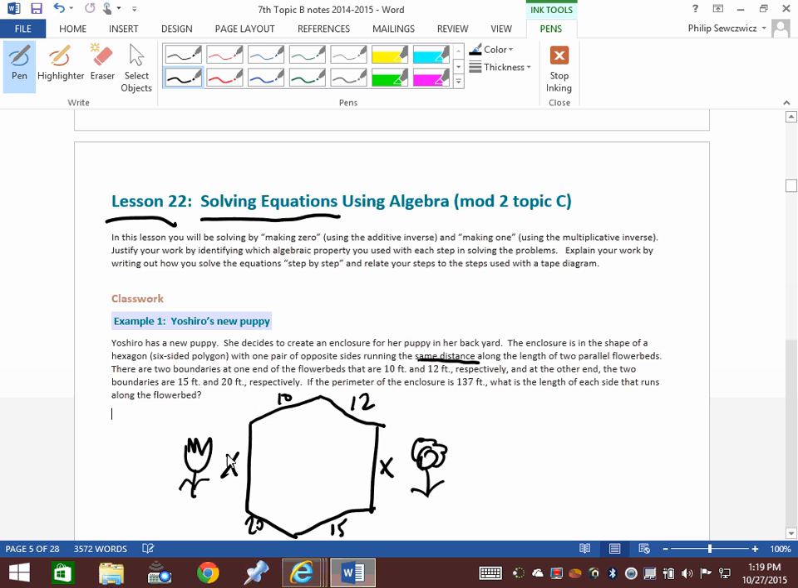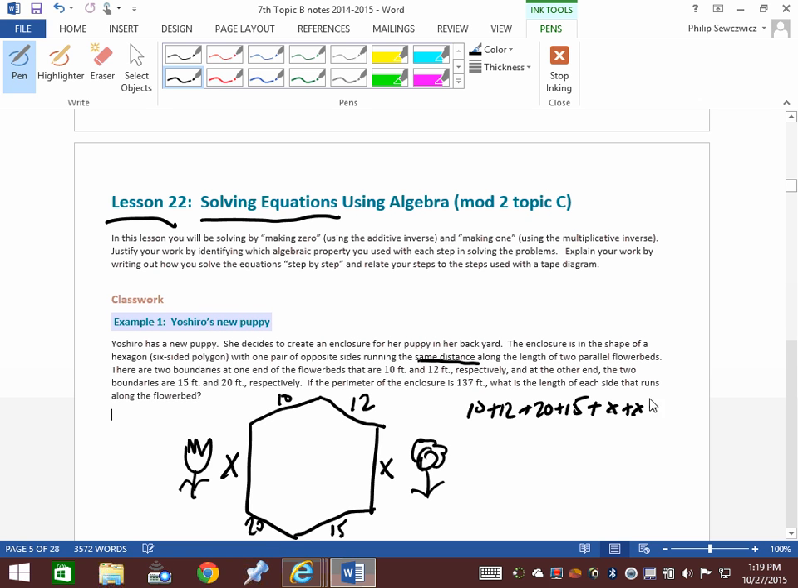Now I can set up everything because perimeter means to add everything up. So I'm going to take my 10, add on my 12. I'm going to group my like terms. Add on my 20, add on my 15, and then I can add on my two X's. So we add up all the sides: 1, 2, 3, 4, 5, 6 sides, hexagon. I know I'm supposed to get 137.